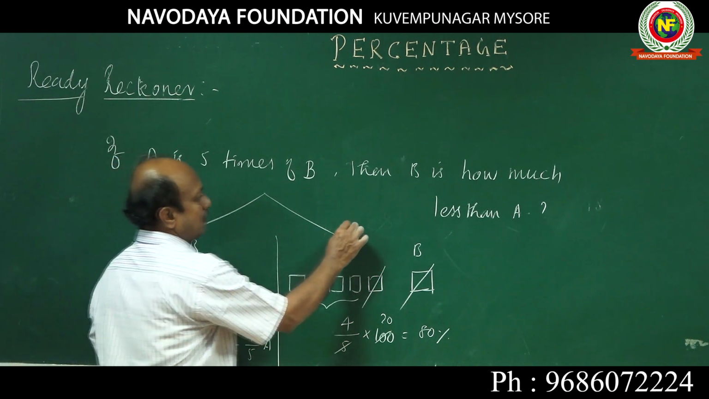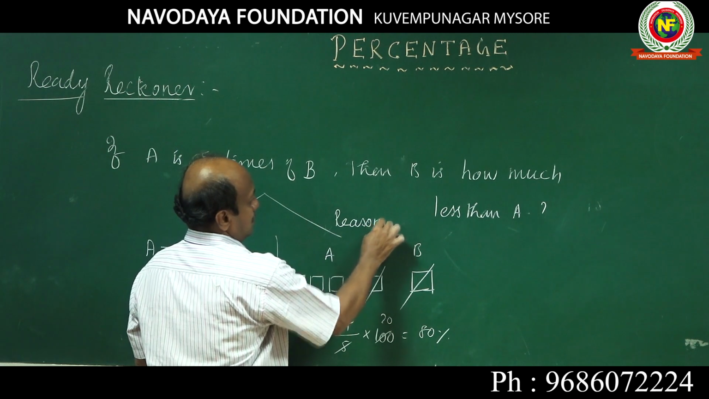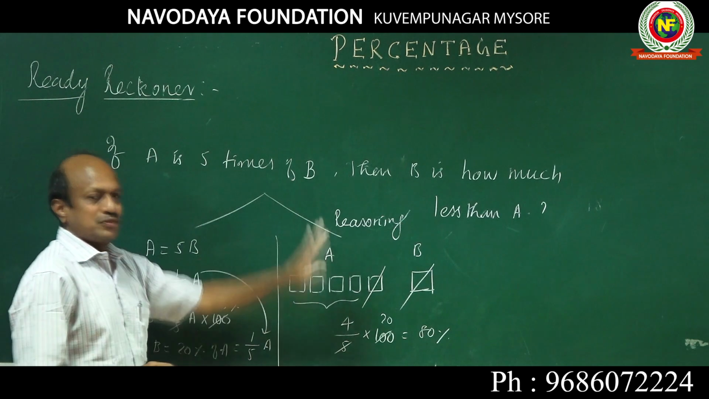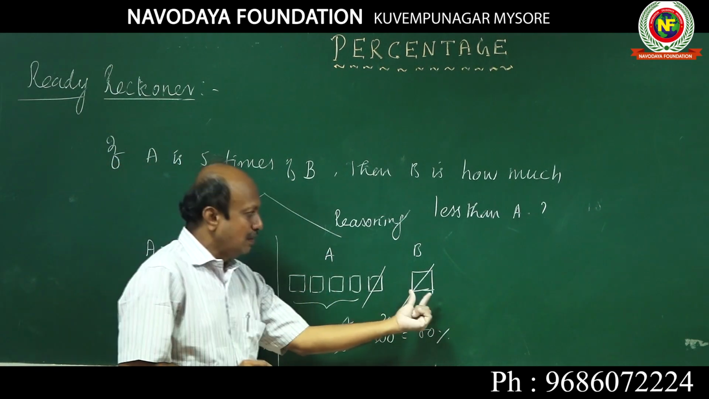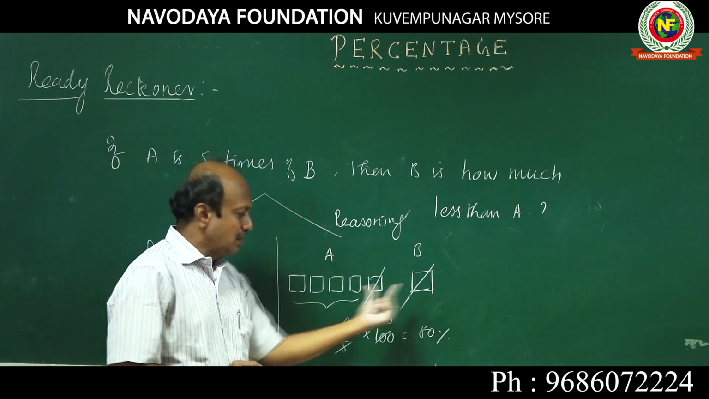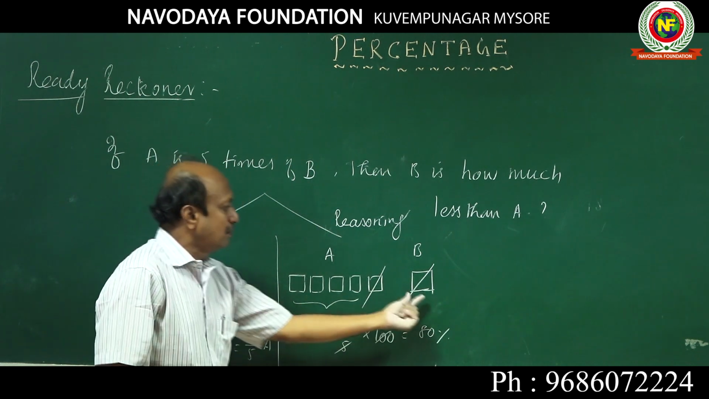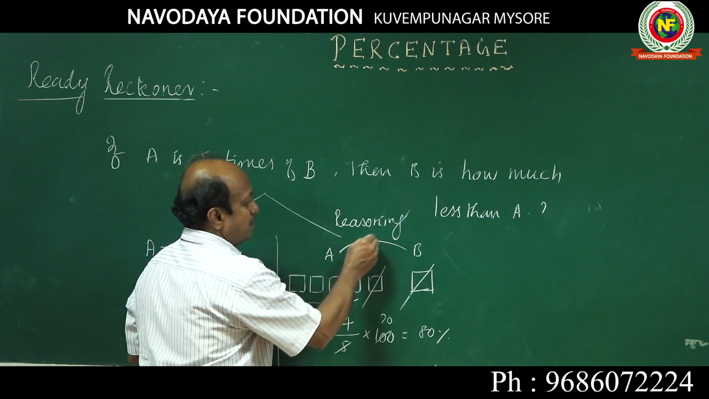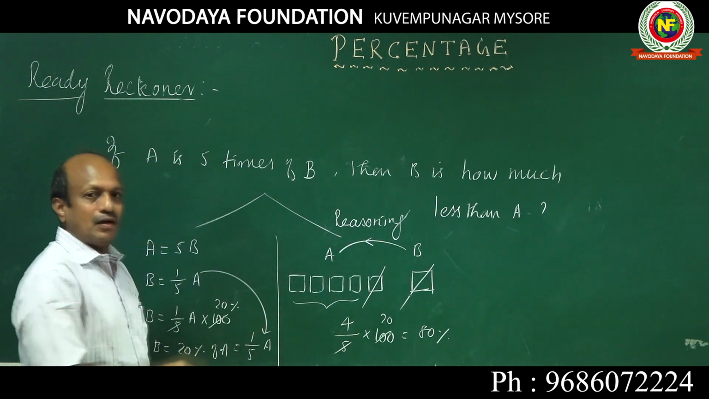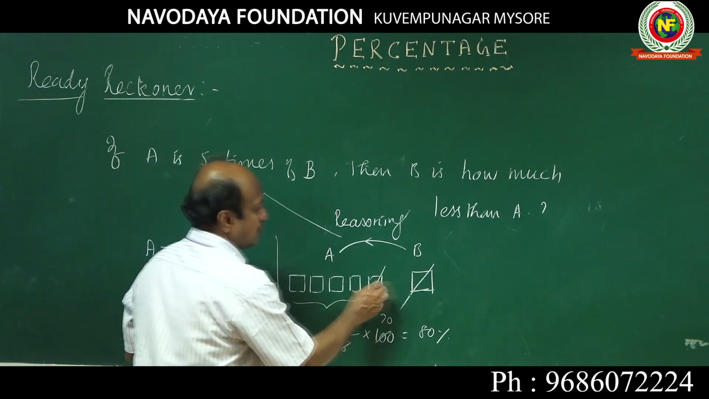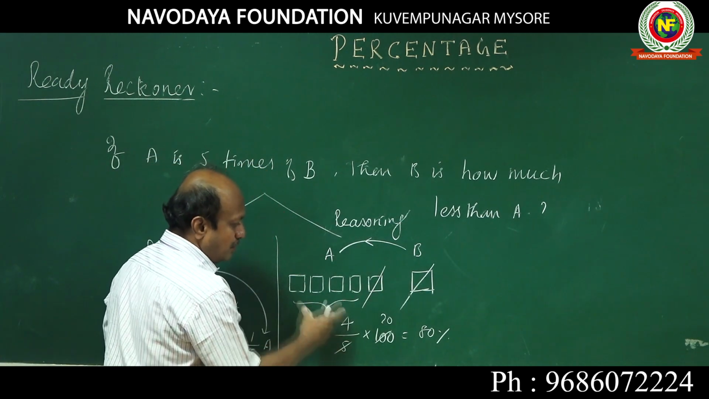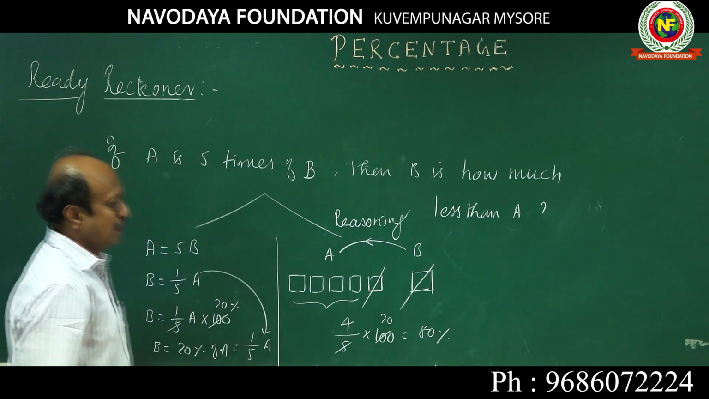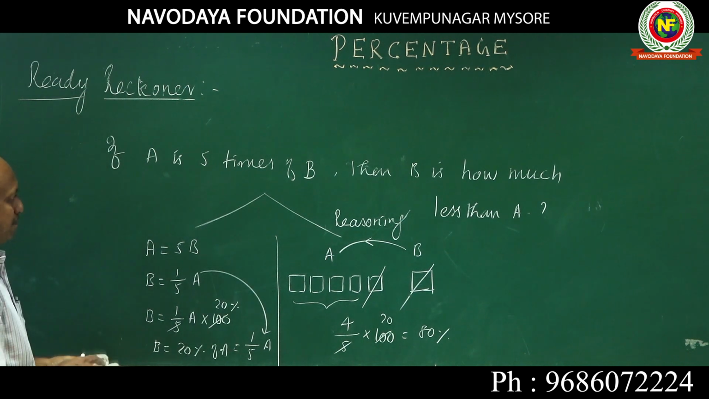This is based upon the reasoning method. What is given? A is 5 times of B. For example, B I have taken a small square. A is 5 times of the same square. Now the question is comparison of B with A. B is how much less than A? Right? 1 square is removed. Therefore 4 squares are more out of total 5 squares. Right? Into 100. That is B is 80% less than A.